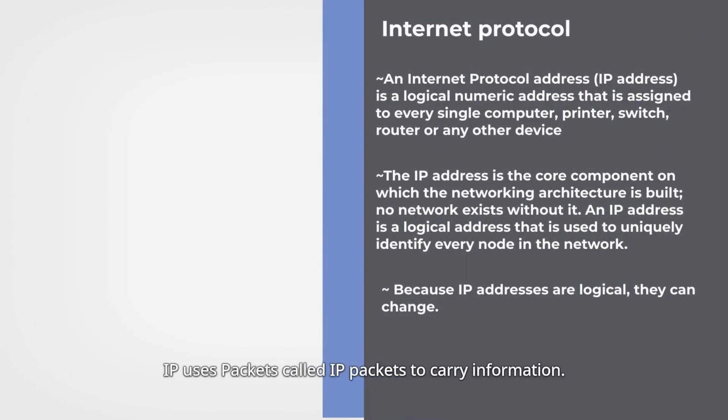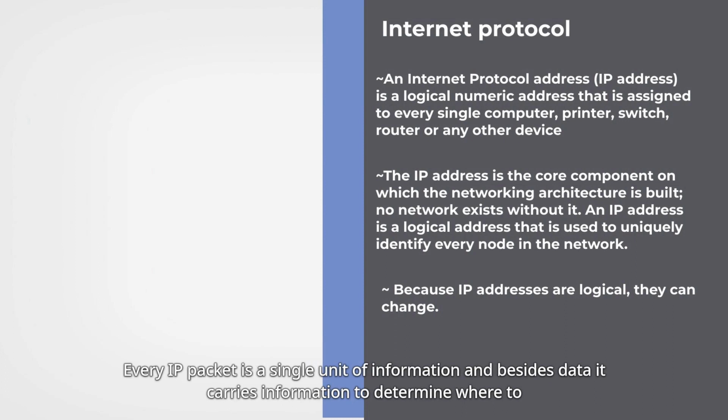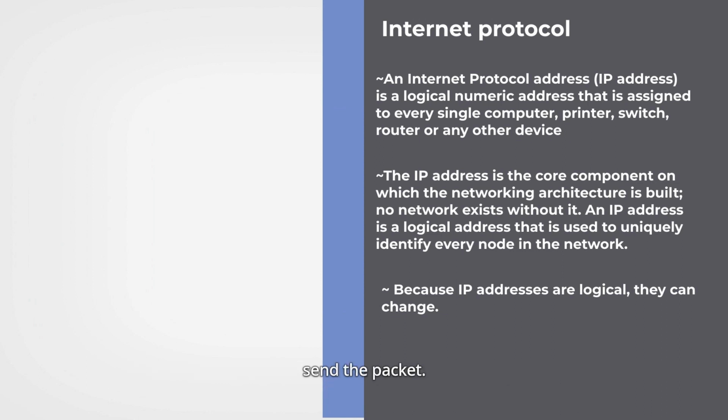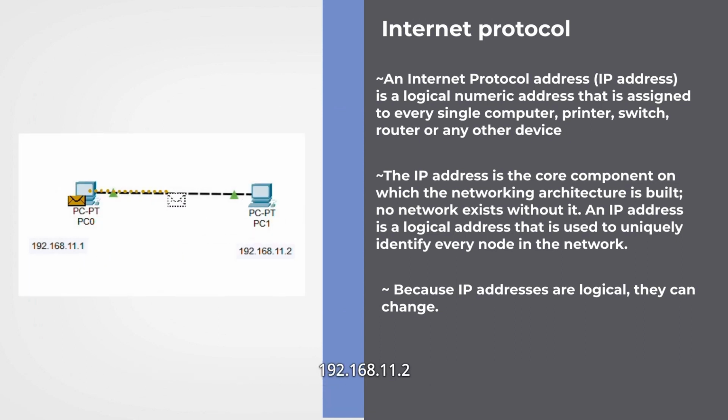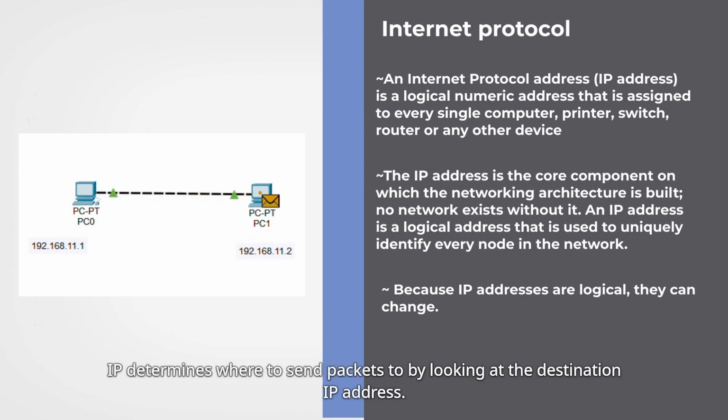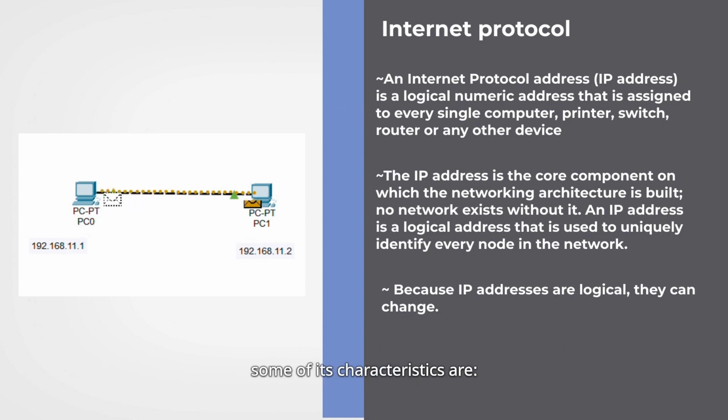IP, Internet Protocol. IP uses packets called IP packets to carry information. Every IP packet is a single unit of information, and besides data, it carries information to determine where to send the packet. As you can see here, the computer with IP address 192.168.11.1 is sending packets to the computer with IP address 192.168.11.2. IP determines where to send packets by looking at the destination IP address.